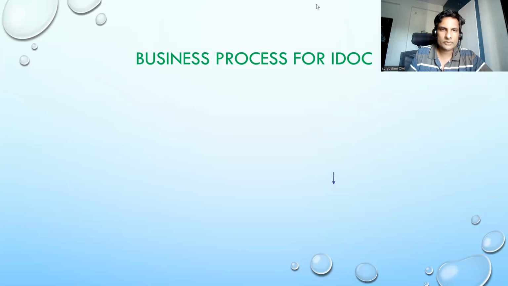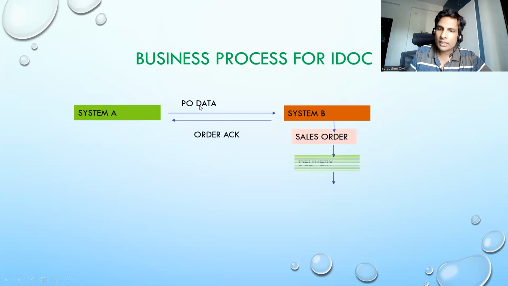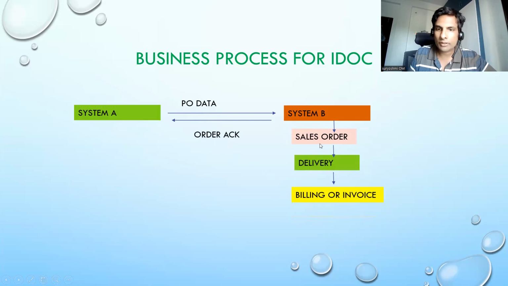Welcome back. So I think we have seen in previous sessions PO creation from A system to B system, from B system to send order acknowledgement to system A. That means sales order created and confirmation. And your delivery we have seen previously. Now last but not least, billing and invoice output from B system to A system. Okay, outbound. Let's try to check this one.